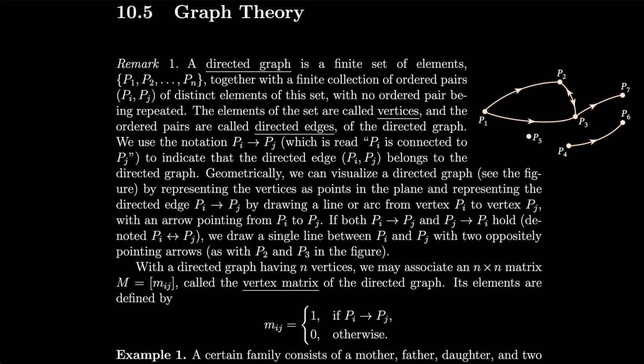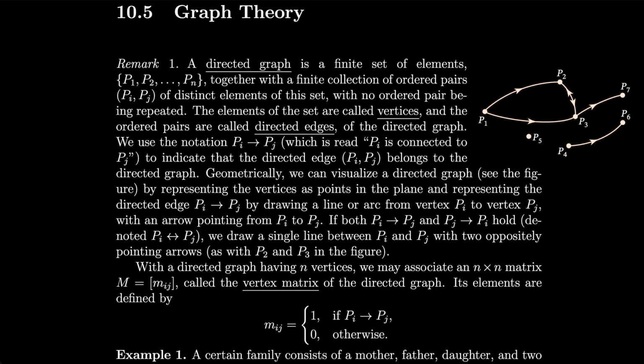Section 10.5, Graph Theory. A directed graph is a finite set of elements, P1 through Pn, together with a finite collection of ordered pairs, Pi, Pj, of distinct elements of the set, with no ordered pair being repeated. The elements of the set are called vertices, and the ordered pairs are called directed edges. So here's a bunch of vertices, and here's a bunch of directed edges.